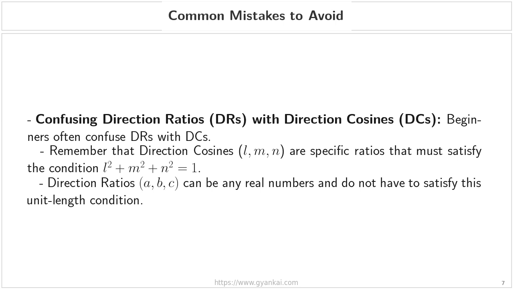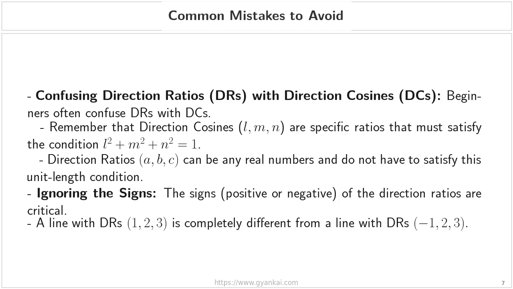Direction cosines, which we denote as l, m, and n, are very specific. They represent the components of a unit vector, which means they must satisfy the condition l squared plus m squared plus n squared equals 1. Direction ratios, on the other hand, are much more flexible. They are simply the coefficients a, b, and c, and they can be any real numbers you like. They do not have to satisfy that unit length condition.